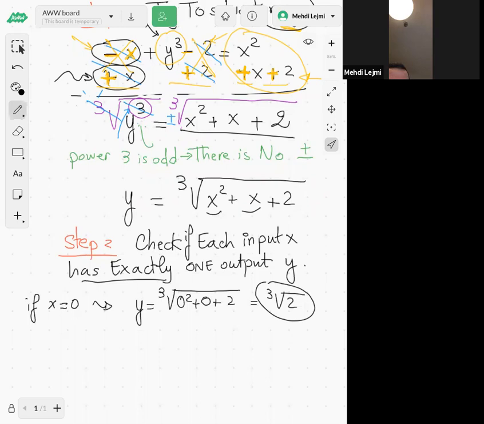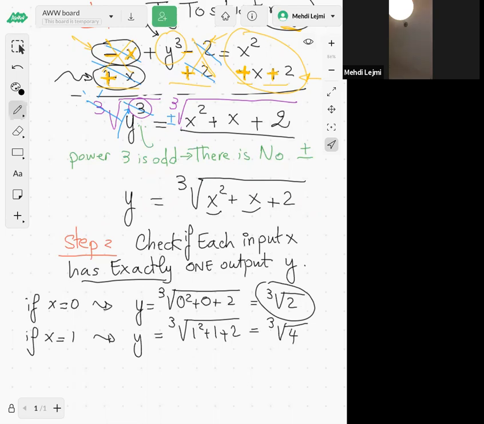You can take another value of x if you want. For example, if x is 1, then y would be the third root of 1 squared plus 1 plus 2. That's 1 plus 1 plus 2, which is 4, so the third root of 4. It's still just one value, so we have exactly one output here. If you take any value of x, you're always going to end up with exactly one output y.